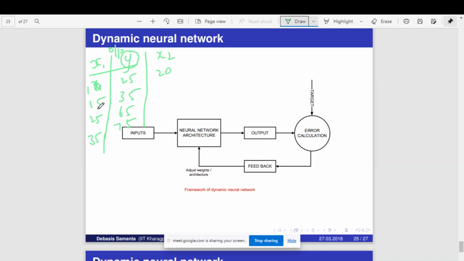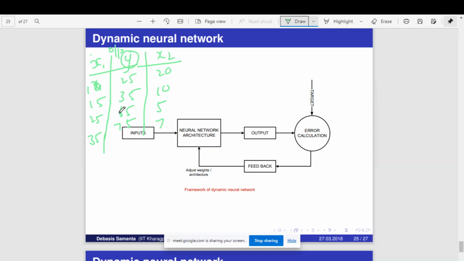If x1 is 15 and x2 is 10, then the output should be 35. If x1 is 25 and x2 is 5, then the output should be 65. If x1 is 35 and x2 is 7, then the output should be 75. So these two are the inputs, and this is the output, right?